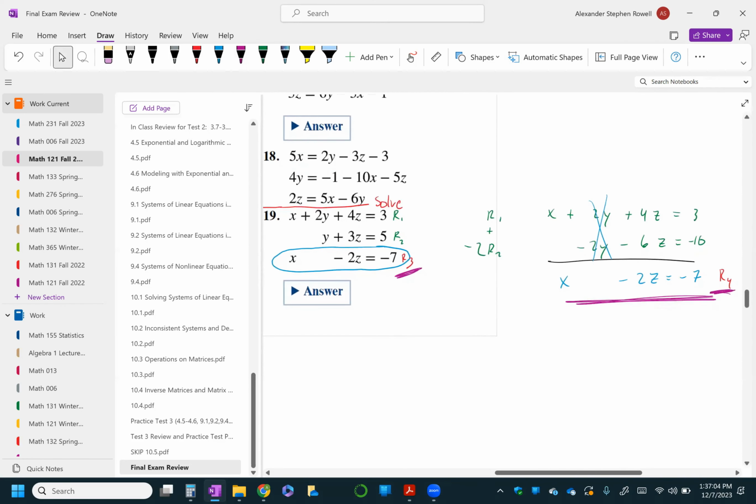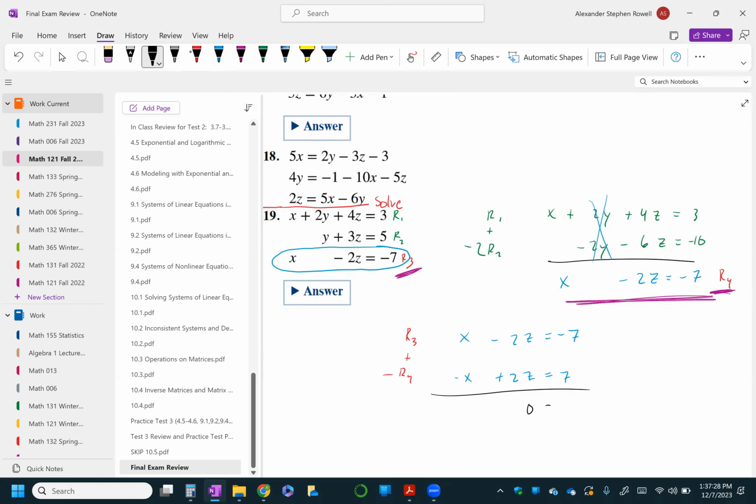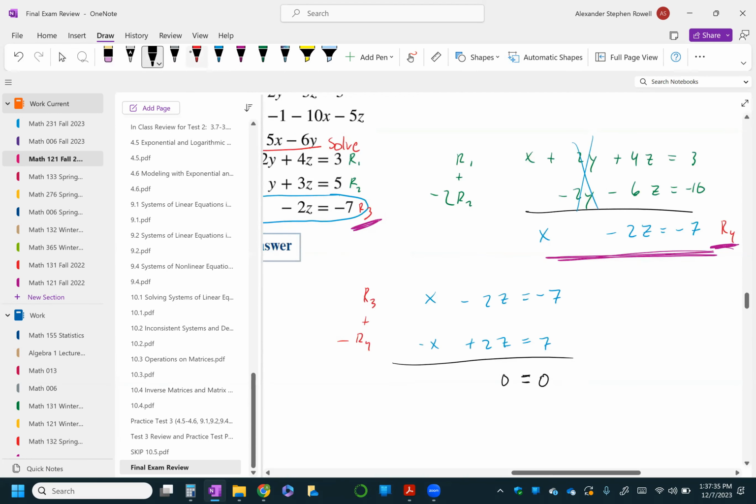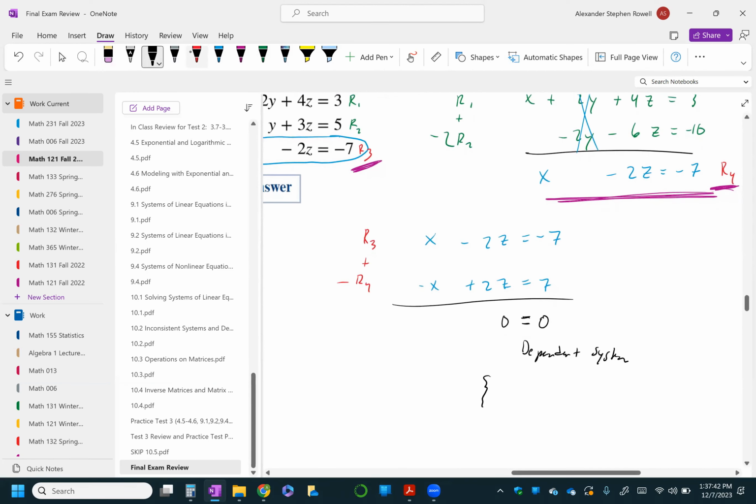This one's not that interesting. Those are the same equation, huh? So R3 plus -R4. That would be x minus 2z is equal to -7. -x plus 2z is equal to +7. And these cancel to make 0 is equal to 0. So it's a dependent system. So we need to write the solution set.